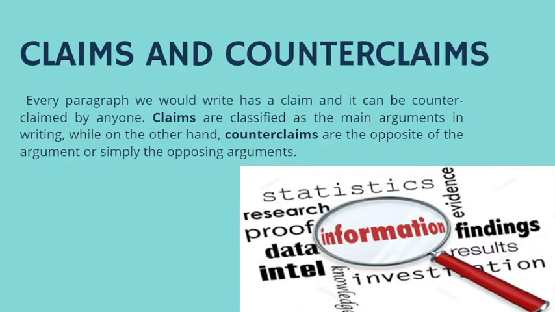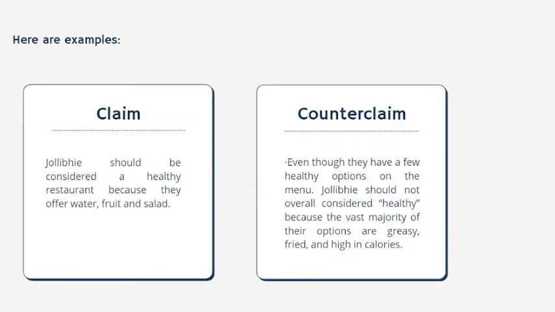So here are examples. For claim: Jollibee should be considered a healthy restaurant because they offer water, fruit, and salad. An example of a counterclaim is: even though they have a few healthy options on the menu, Jollibee should not be considered overall healthy because the vast majority of their options are greasy, fried, and high in calories.